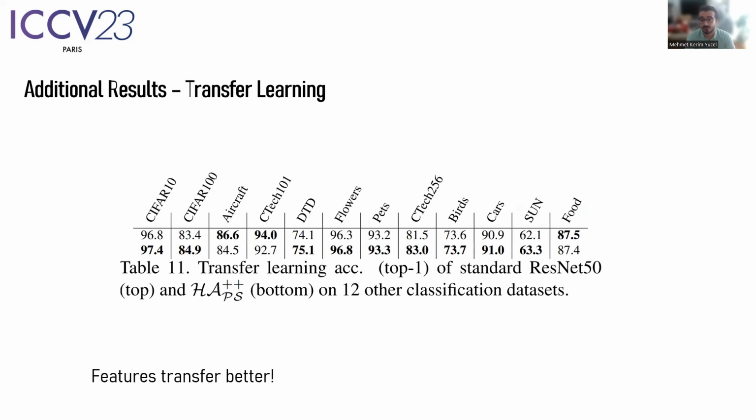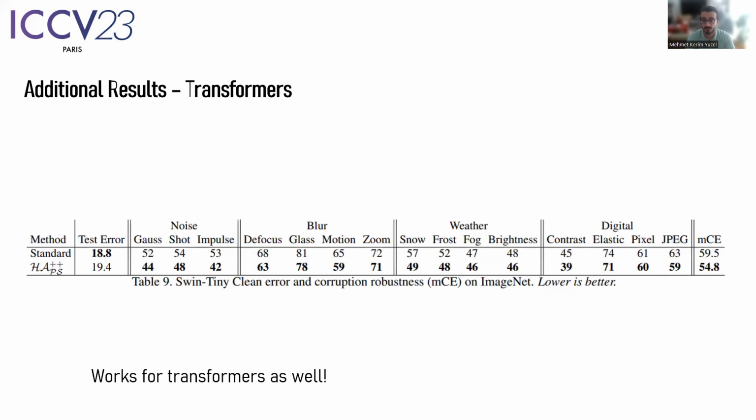We also perform experiments to assess the transfer learning performance of features learned by our method. The results show that we are visibly better than a standard model, which shows that the features learned with our method are richer and potentially more generalizable. Finally, we test our method to see if it also works on other architectures than CNNs. Our results show that our method works well with transformers too.